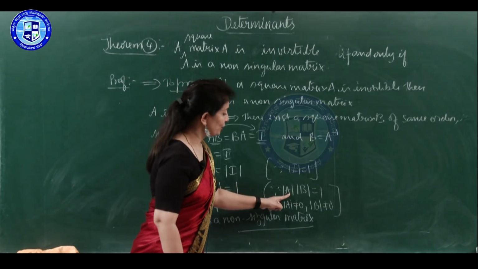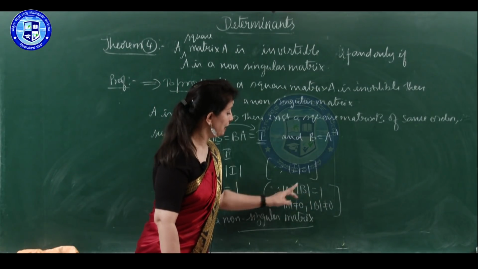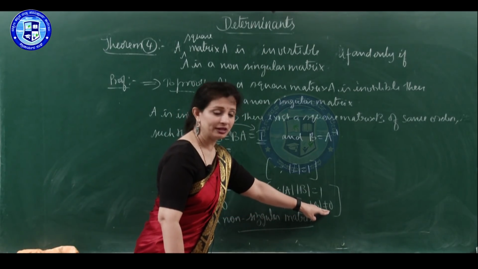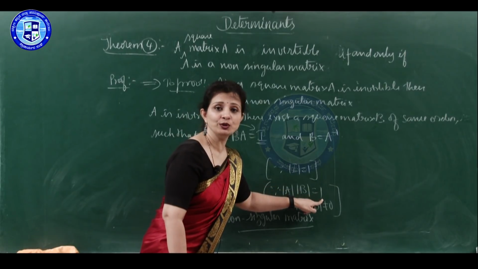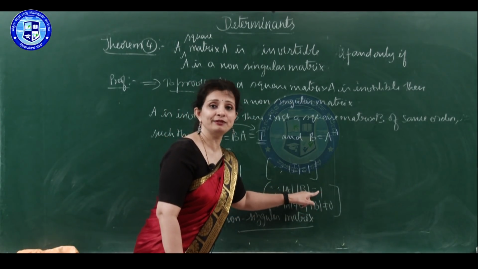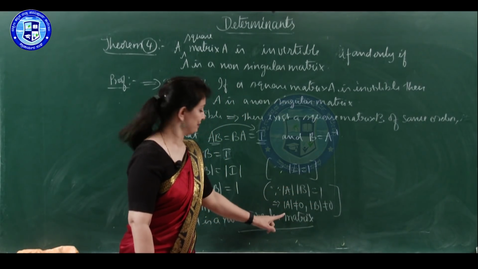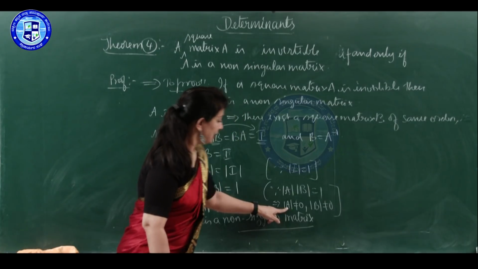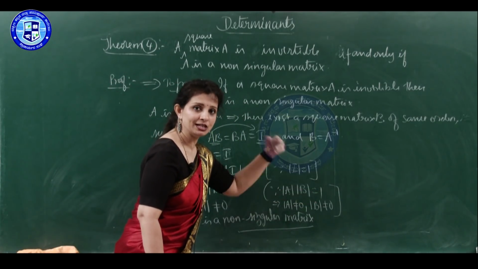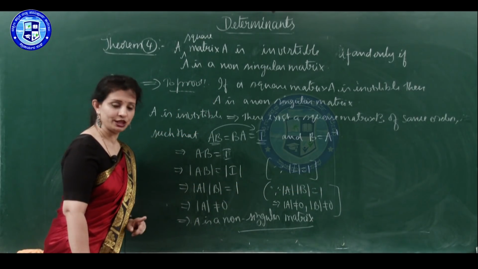The product of two non-zero numbers can be equal to 1, but if either determinant A or determinant B is 0, then the product can never be equal to 1. If one of these two determinants is 0, what will happen? The product will be 0. That's why determinant A is not equal to 0, and determinant B is also not equal to 0.